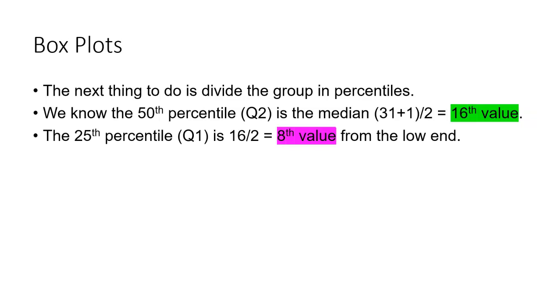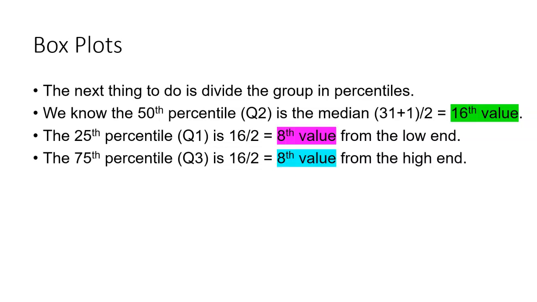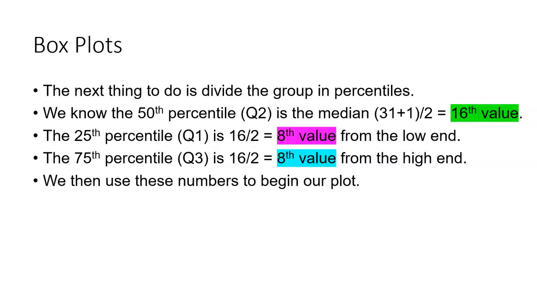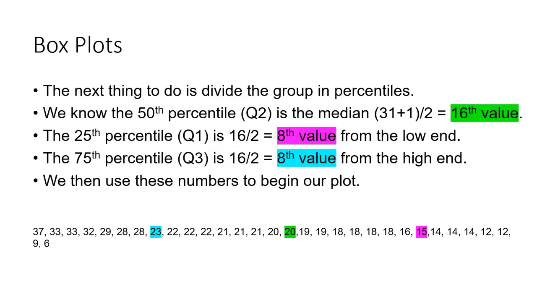The 25th percentile, represented by Q1, is 16 divided by 2, which gives us the 8th value from the low end. The 75th percentile, represented by Q3, is 16 divided by 2, the 8th value from the high end. We then use these numbers to begin our plot. Here are the numbers represented, showing you Q1, Q3, and Q2.